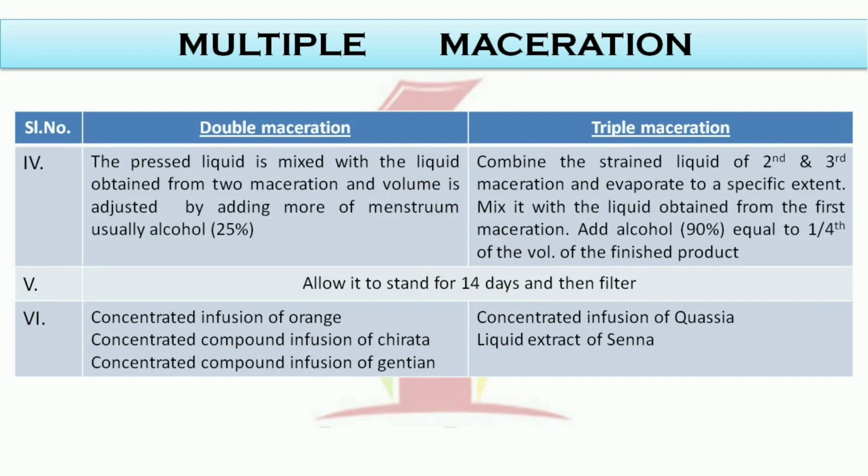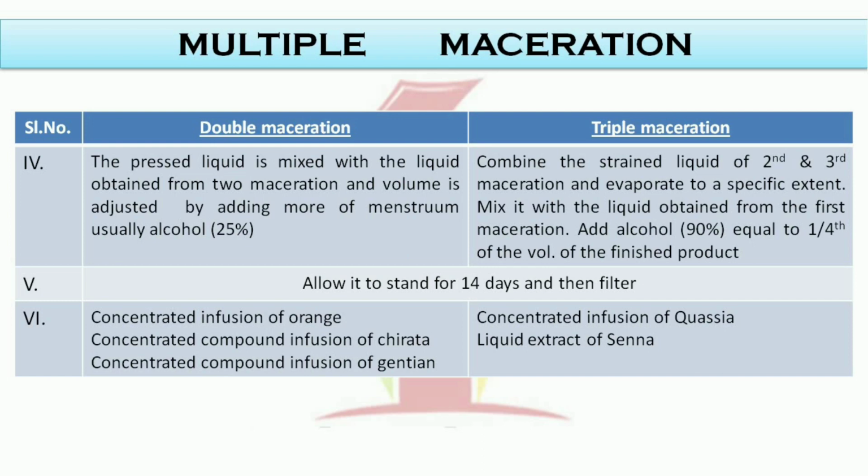In case of double maceration, the pressed liquid is mixed with the liquid obtained from the two macerations, and the volume is adjusted by adding more of the menstruum, usually alcohol, which is of 25%. And in case of triple maceration, we combine the strained liquid of second and third maceration and evaporate it to a specific extent first. Then we mix it with the liquid obtained from the first maceration, and then we add 90% alcohol equal to 1/4 of the volume of the first product.